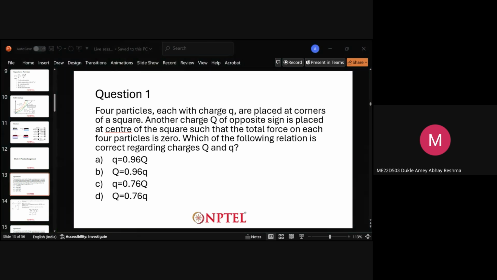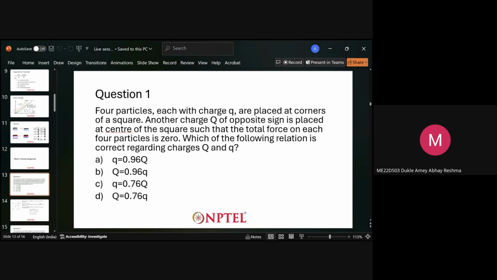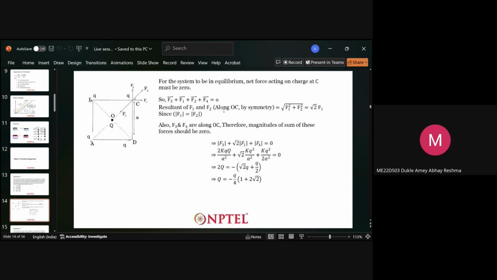So you need to solve it. First, just take a square and place q at all the four edges, and put the big Q at the center. Now take Coulomb's law. Based on Coulomb's law, you take the force. One thing you have to do is use the concept of symmetry.